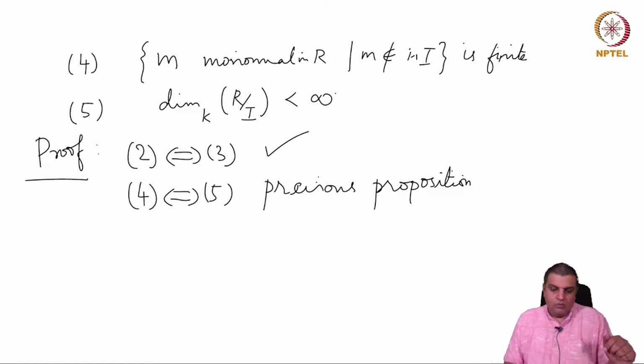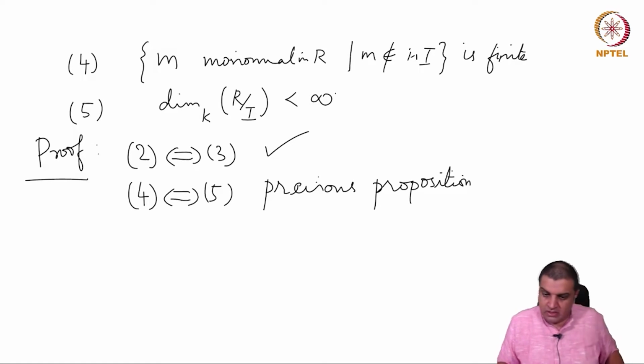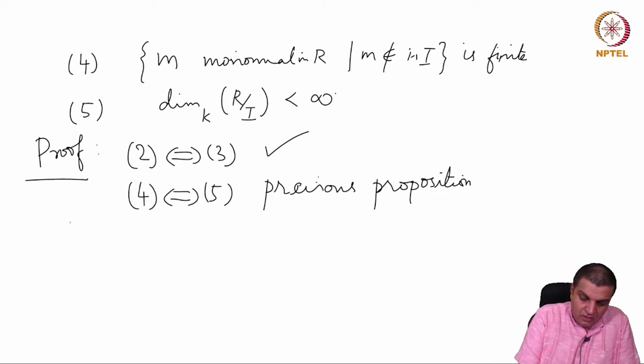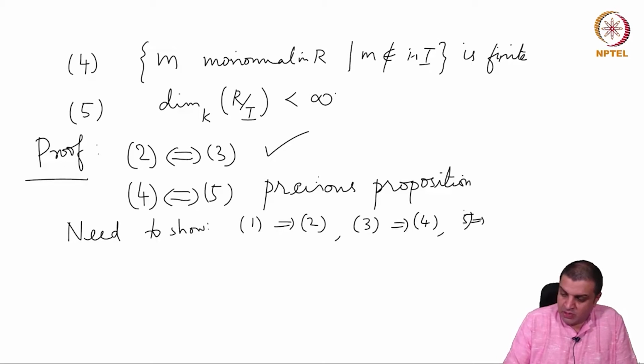Okay. So what we will prove now is 1 implies 2, 3 implies 4, and 5 implies 1. That's what we will show, and that is enough. That's what is left; if you prove these statements, everything will be done. Okay, so let's prove 1 implies 2.